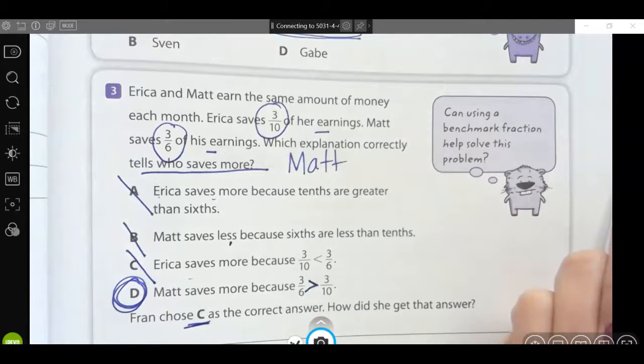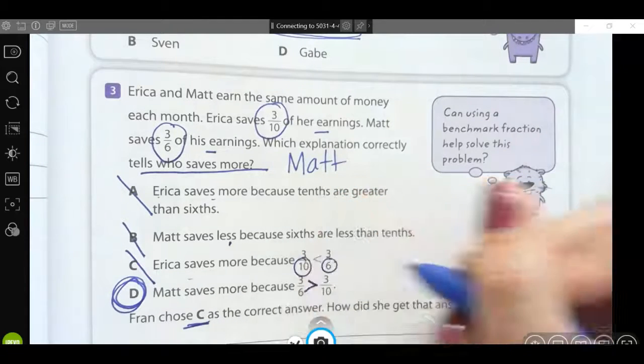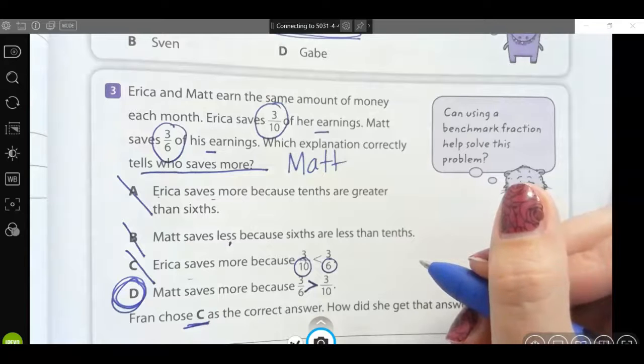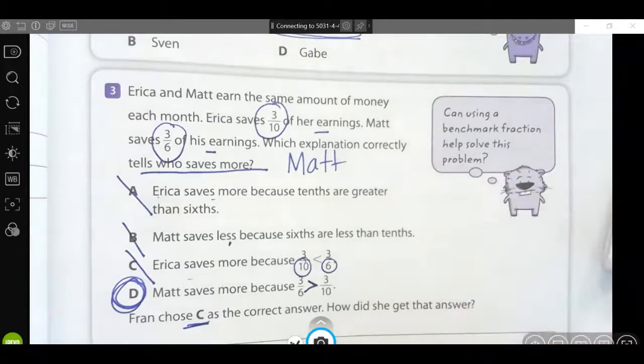Because 10 is greater than 6. What do you think, Bailey? What did she look at? I think he looked at the denominator. She compared them using the denominators instead of the numerators. Okay. Good job, Bailey. What do you think, Bridger?